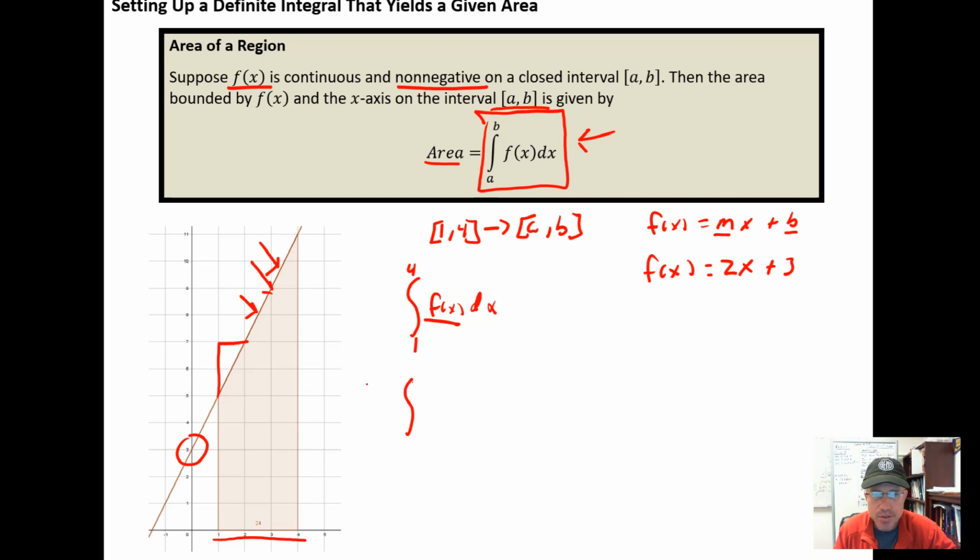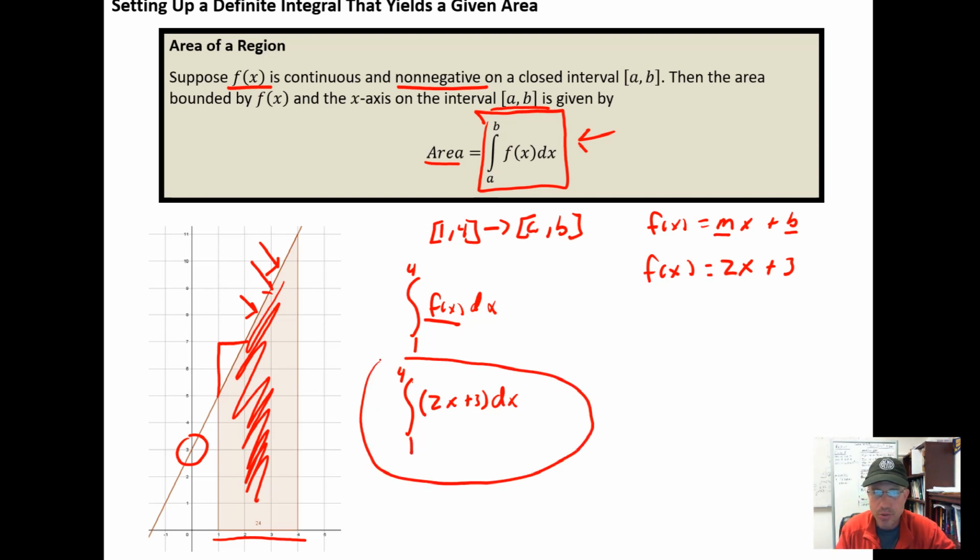So the definite integral that represents the shaded area, the area under the curve, is going to be the function, which is 2x plus 3, times dx, which is just the width of a rectangle. And then we're integrating from 1 to 4. So there's the definite integral representing the area under that curve.